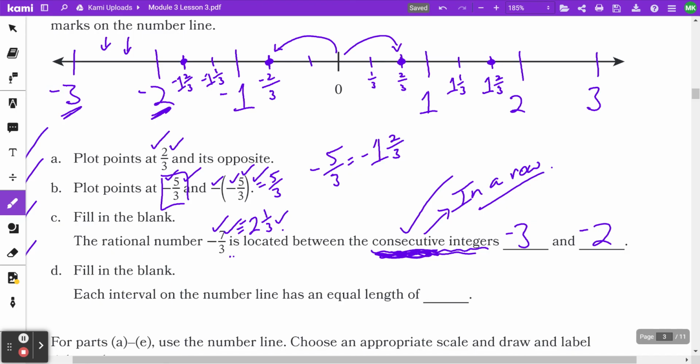Okay, so what are they asking here? Each interval on the number line has an equal length of, oh, the interval. Well, it looks like I'm making these intervals pretty close together, right? And between every little hash mark is 1/3. So that would be then my answer. Okay, so that's the deal with that.